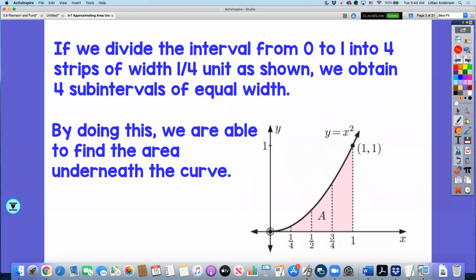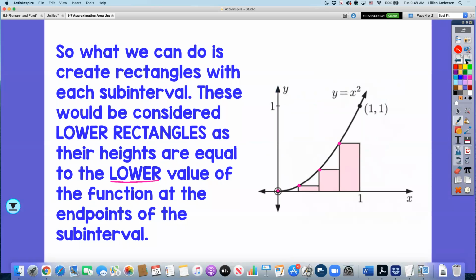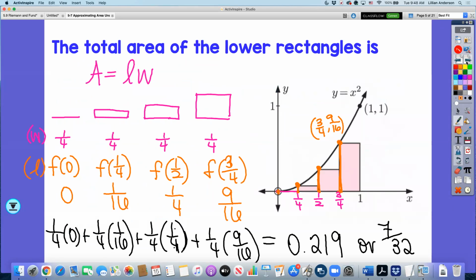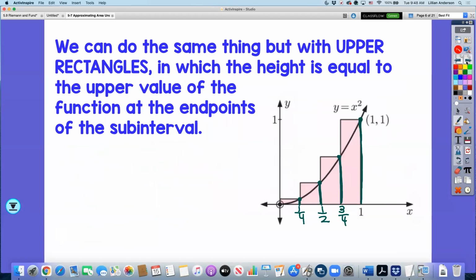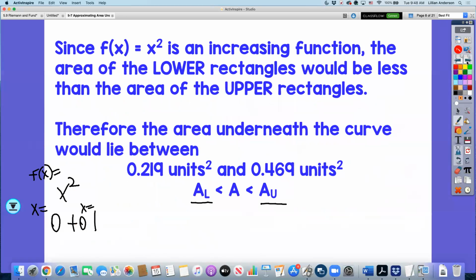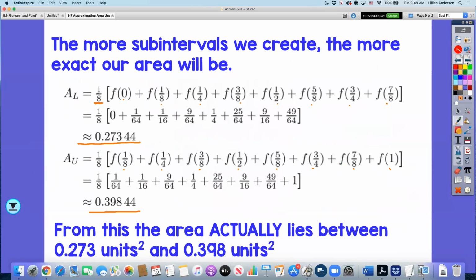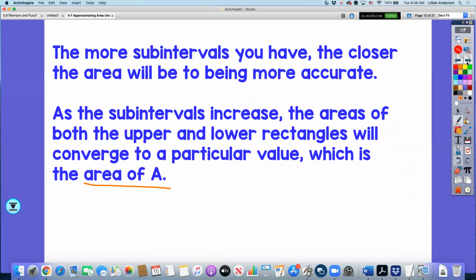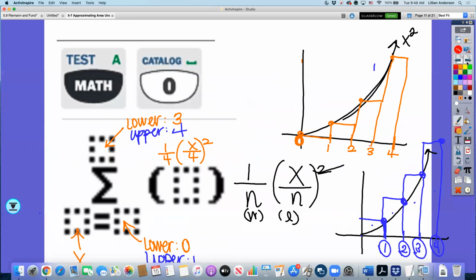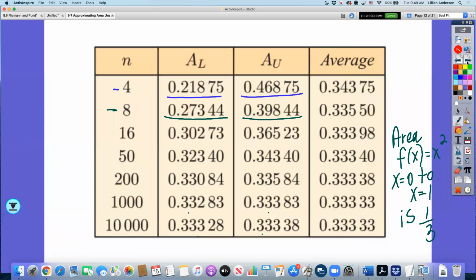Okay, this was the slide. This was right here. We can use the fundamental theorem of calculus to actually find the exact area. Before we were just approximating it with lower rectangles and upper rectangles. And then depending on the number of rectangles we actually had, we could only approximate the area.